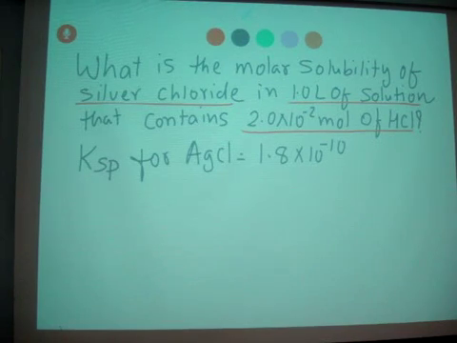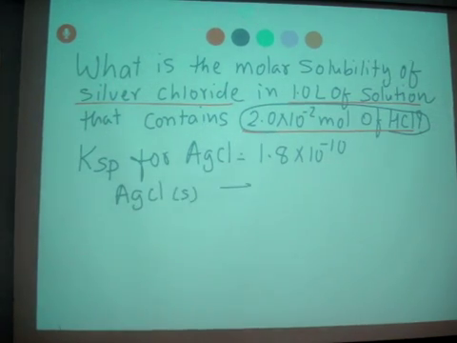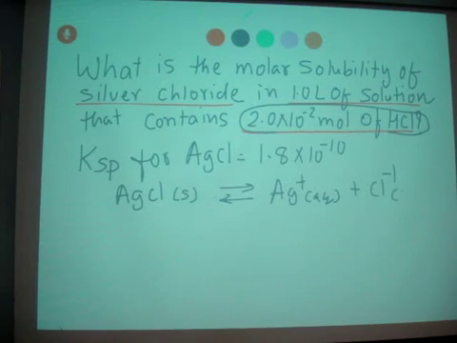And we construct an ICE chart, okay? When we construct the ICE chart, we have an initial concentration of Cl minus of 0.02 molar, because that's the moles of HCl it contains. Alright, so let's start with building the ICE chart. AgCl solid, Ag plus aqueous, Cl minus aqueous, and we have ICE.